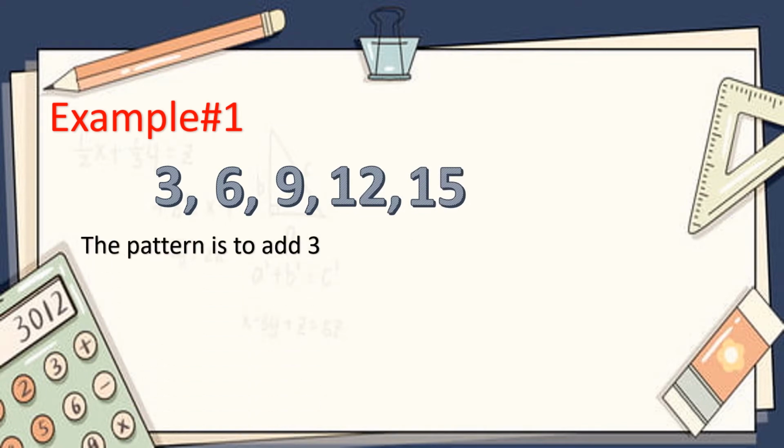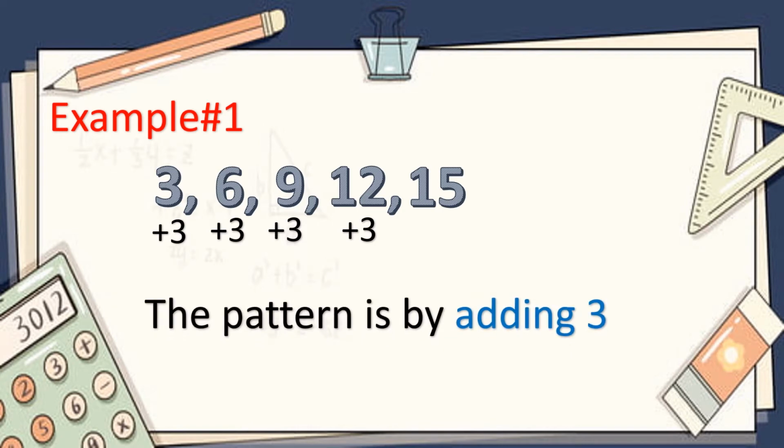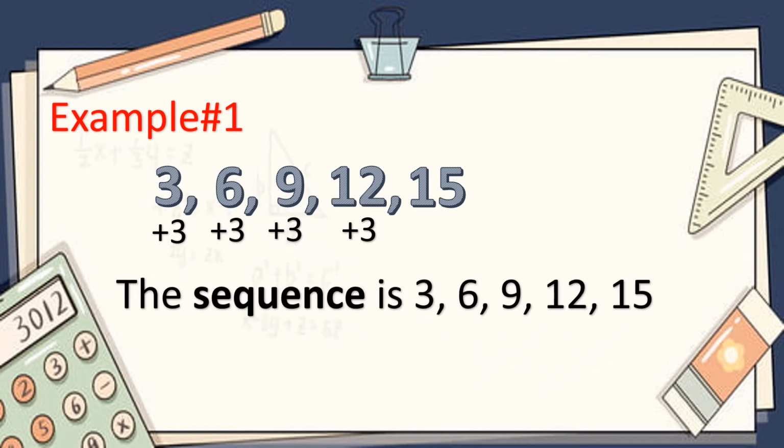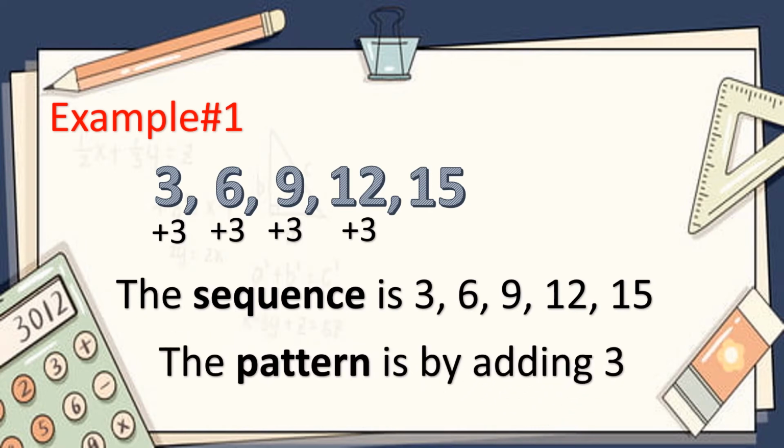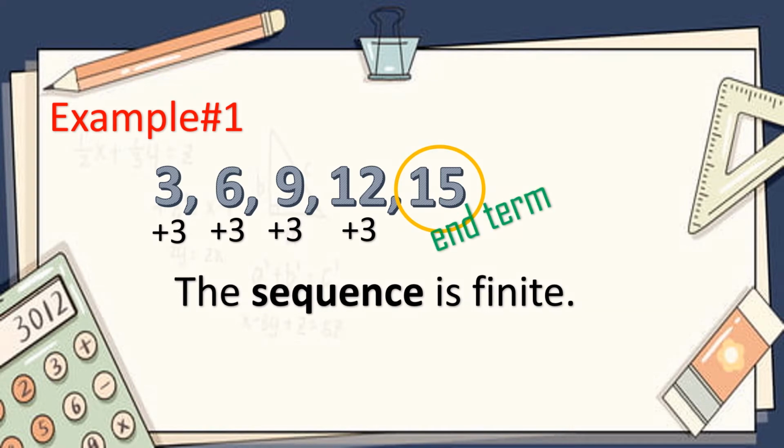The pattern is we're going to add 3. For the first value, we have 3 plus 3, we got 6. Then 6 plus 3, we got 9. 9 plus 3 is 12. And 12 plus 3 is 15. The pattern is by adding 3. The sequence here is 3, 6, 9, 12, and 15. And the pattern here is by adding 3. This type of sequence is finite because we can count the number of elements here. It has an end term which is 15.